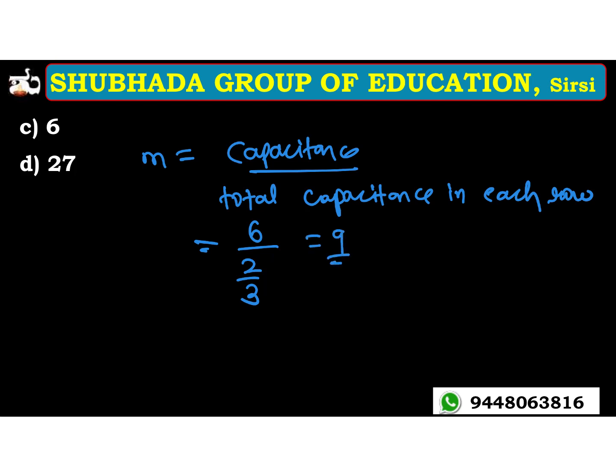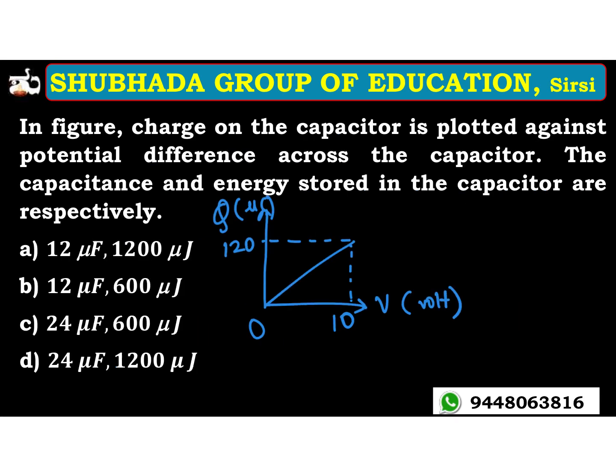So the total number of capacitors is how much? The number in a row should be 3 and in a column it should be 9. So it will be 9 into 3 is 27 capacitors needed here. So totally 27 capacitors are needed for this purpose. Okay, look at the next problem.